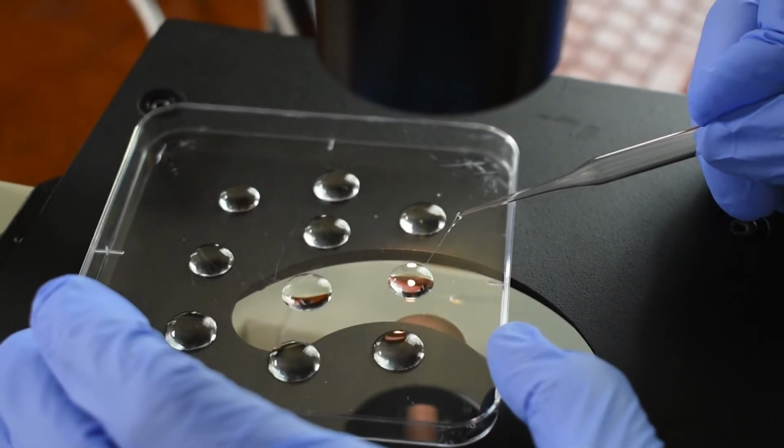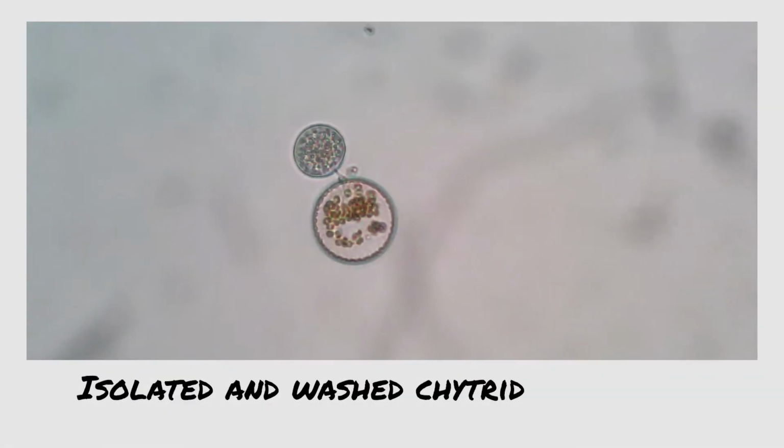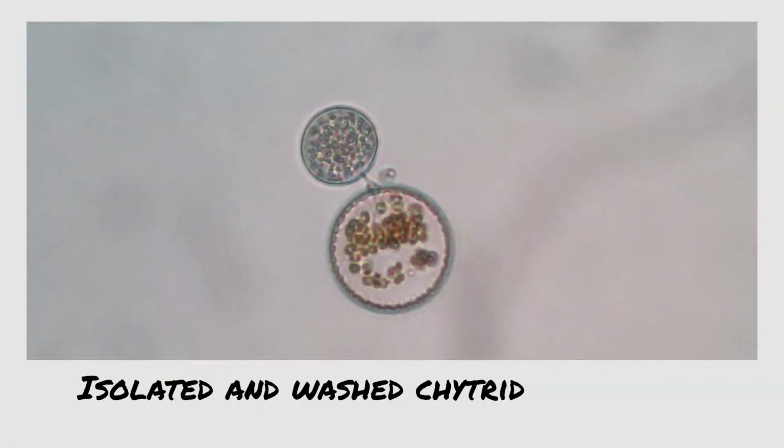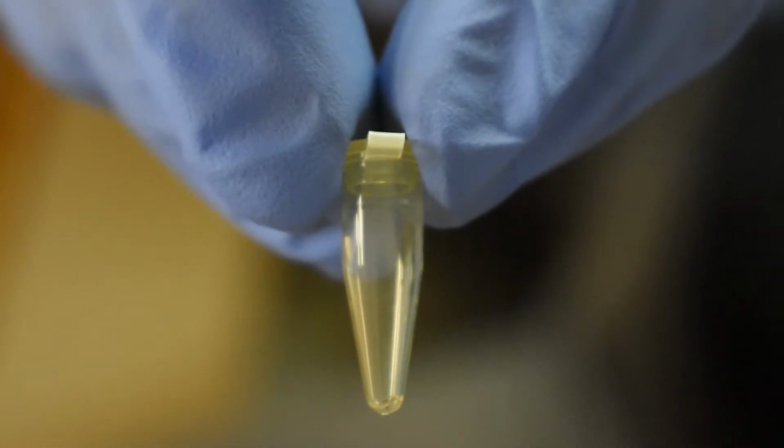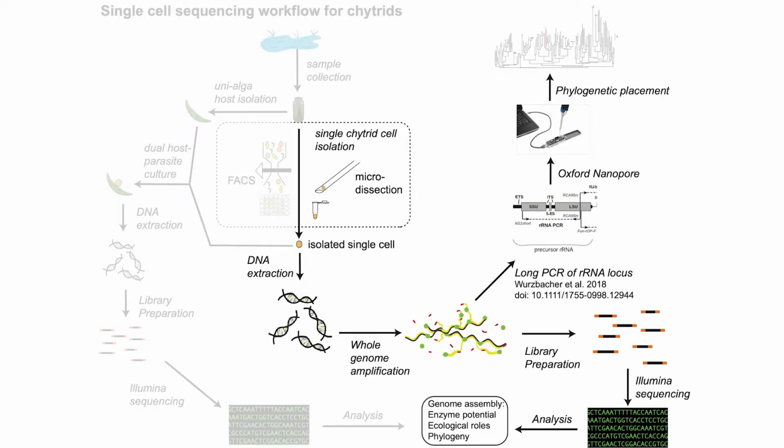Here is an image of the final rinsed cell. Finally, the sample is placed in a 0.2 milliliter PCR tube. The single chytrid cell can then be processed for DNA sequencing. After first extracting the DNA, the genome is amplified with techniques such as multiple displacement amplification or degenerate oligonucleotide PCR. This results in larger quantities of DNA required for sequencing.